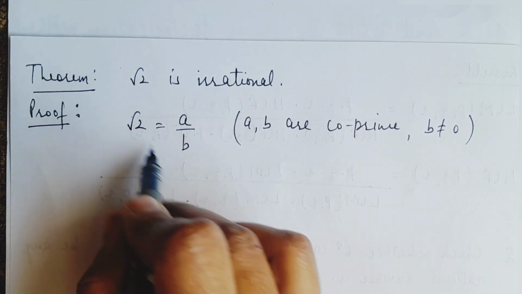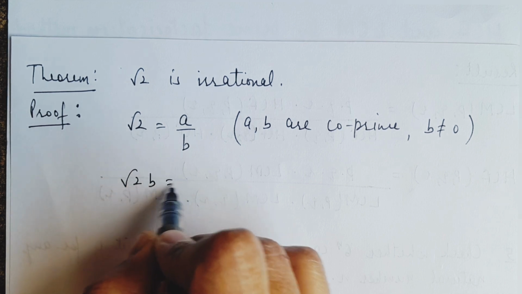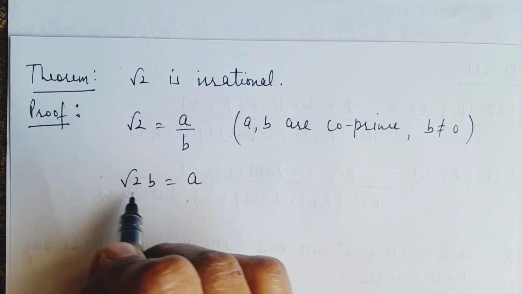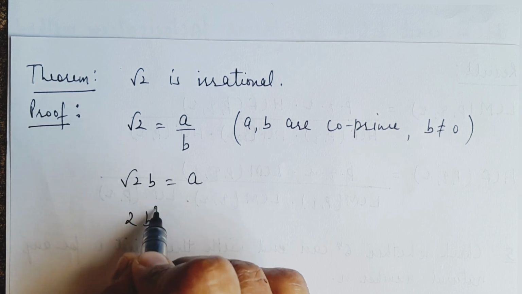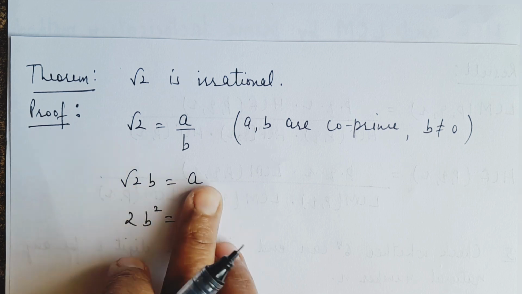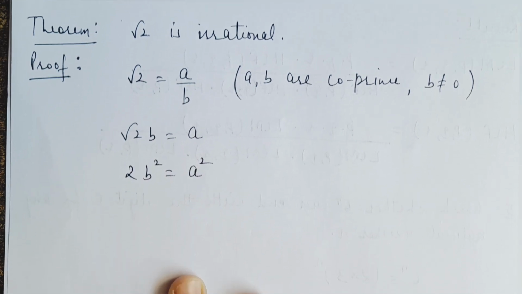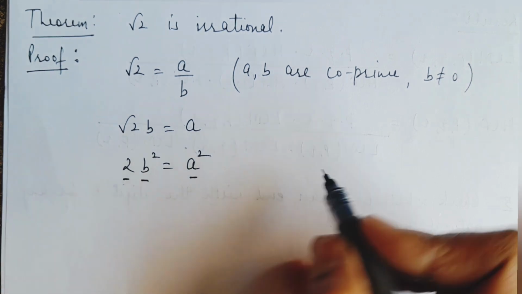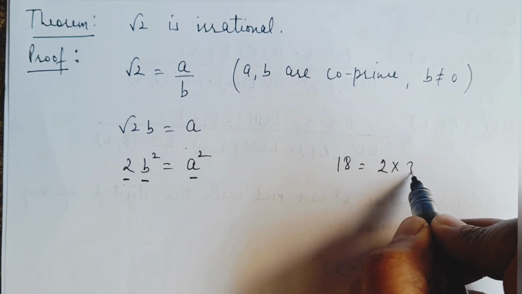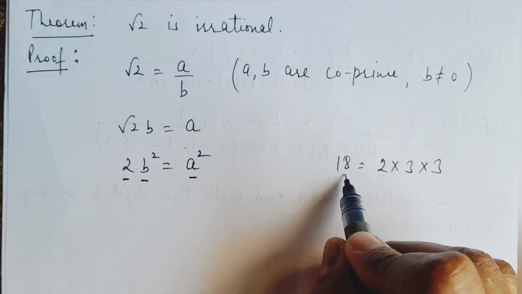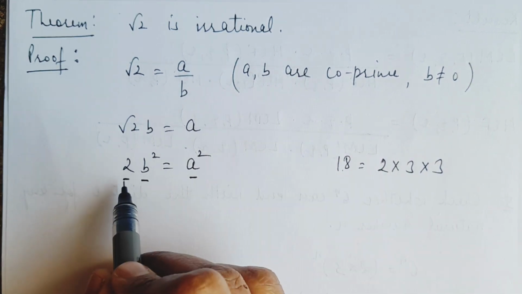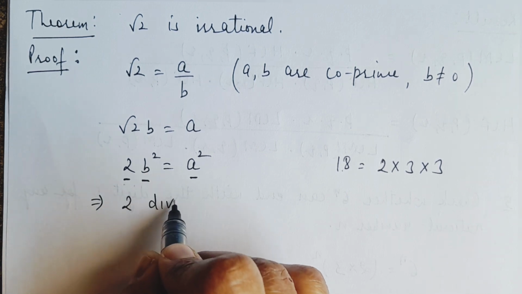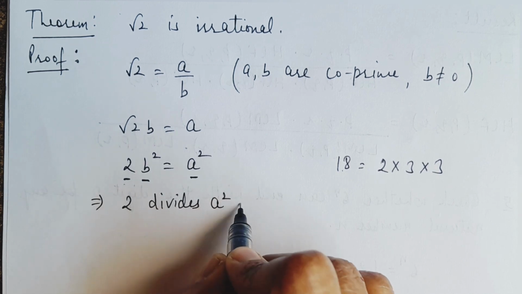Now what we can do is cross multiply, so root 2 B will be equal to A. Squaring both sides, root 2 square will be 2, so 2 B square is equal to A square. Now it means that A square has two factors, 2 and B square. As I gave the example earlier, 2 times 3 times 3 is 18, that means 2 will divide 18, and 3 will also divide 18. Similarly, 2 and B square are factors of A square, so 2 divides A square.